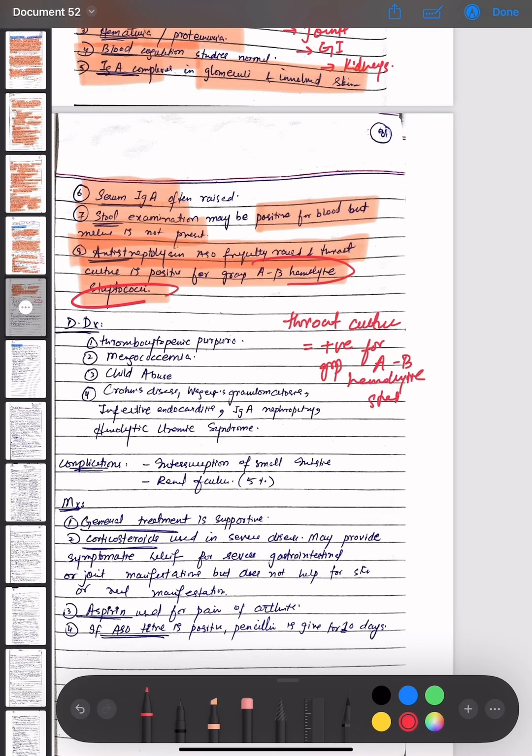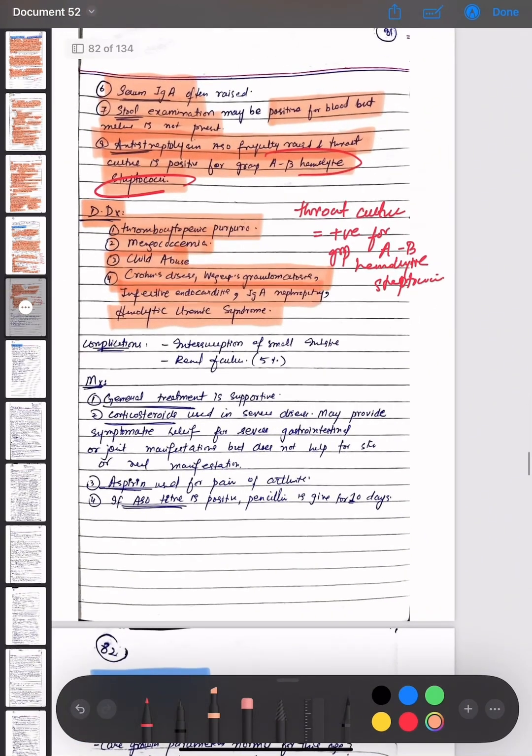Now the differential diagnoses are thrombocytopenic purpura, meningococcemia, child abuse, Crohn's disease, Wegener's granulomatosis, infective endocarditis, IgA nephropathy, and hemolytic uremic syndrome. These are the differential diagnoses of Henoch-Schönlein Purpura. The complications are intussusception of the small intestine and renal failure in 5%.